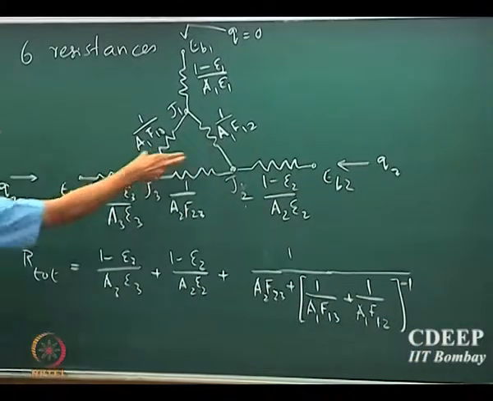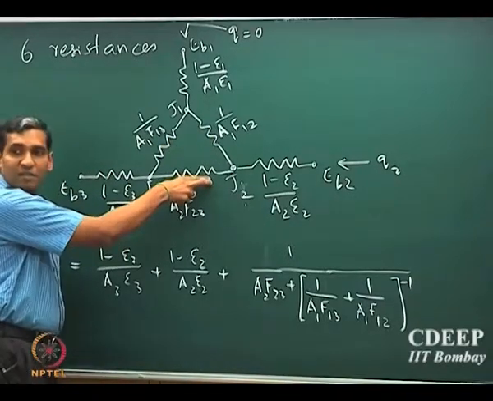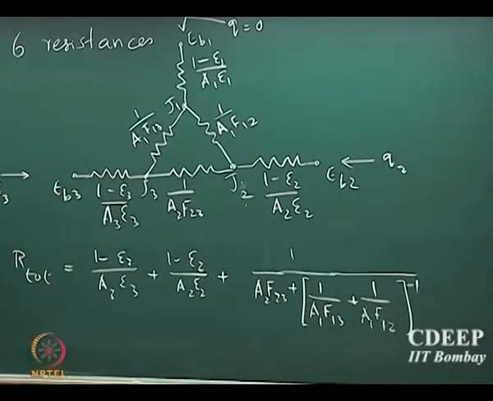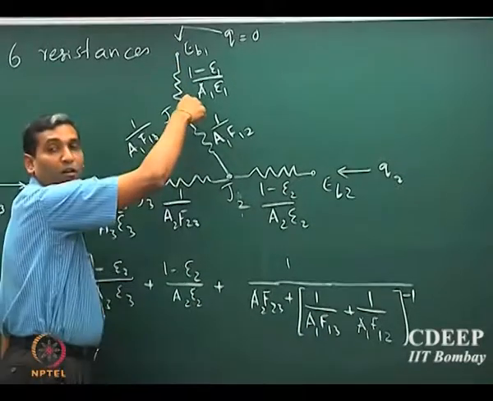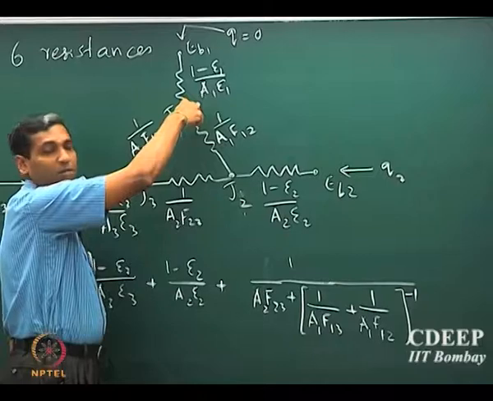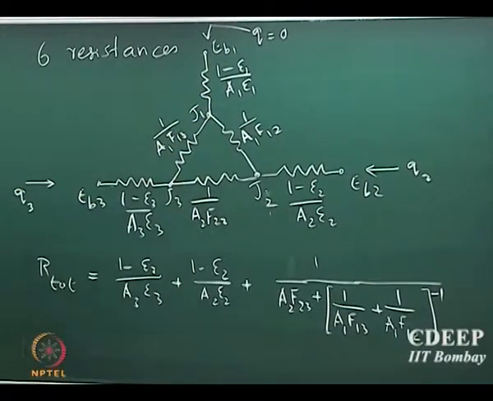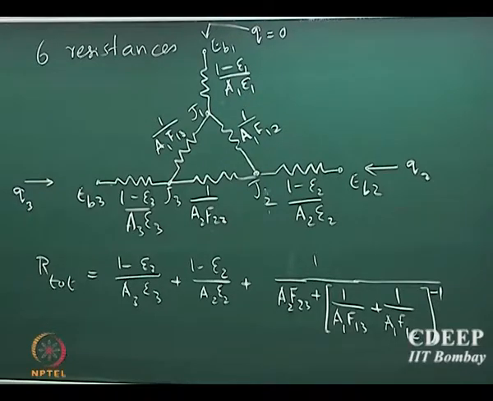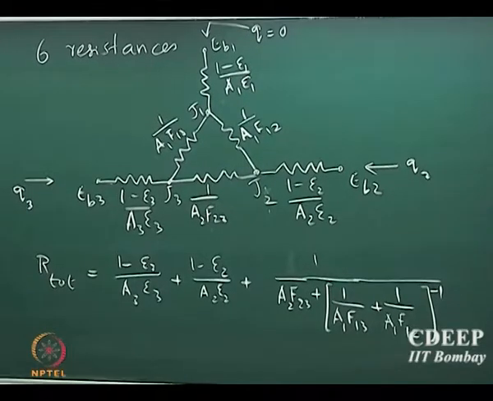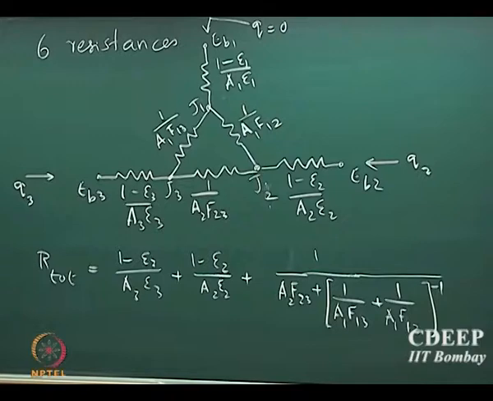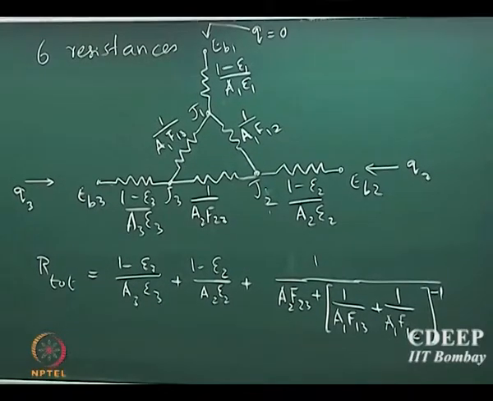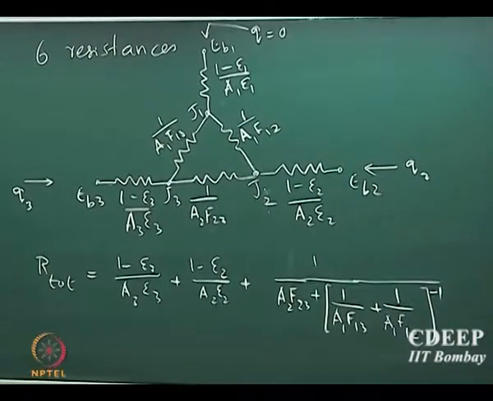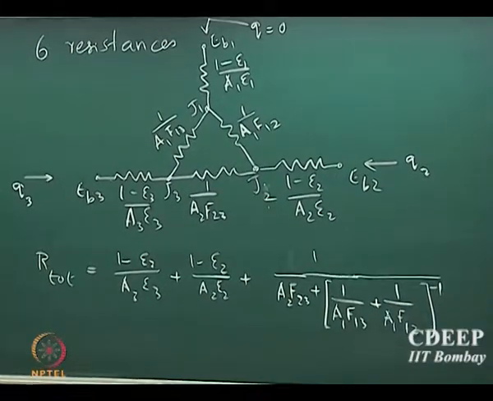Essentially, these two resistances are in parallel with the resistance which is present here. Because there is no heat going out or coming in from here, this resistance does not play any role in the total radiation calculation, although it does not mean that the resistance is negligible, it's just that it does not play any role in the calculations, that is all. So, that is the total resistance, and now you should be able to calculate the overall radiation exchange, etc.